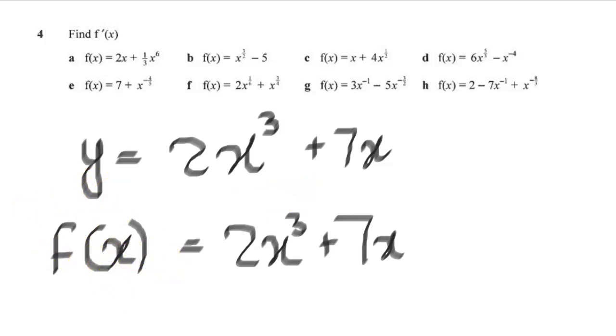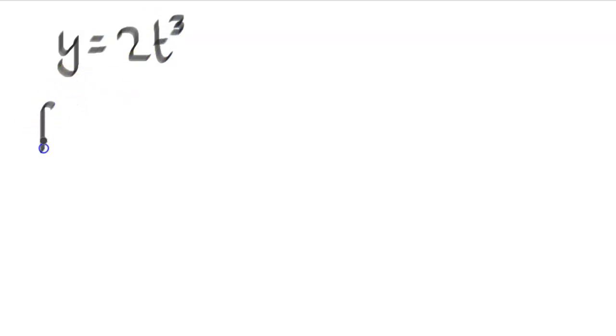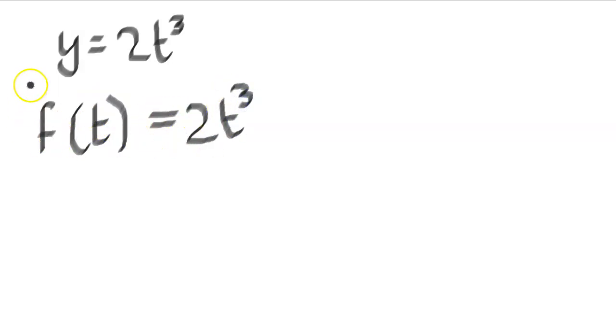If I go to the next frame, let's say I've got another function, y equals 2t cubed. Then instead of y, I can write f of t, a function of t, is equal to 2t cubed. So they are the same thing, because when you plot a table in your calculator, you write it the same way, f of x instead of y.